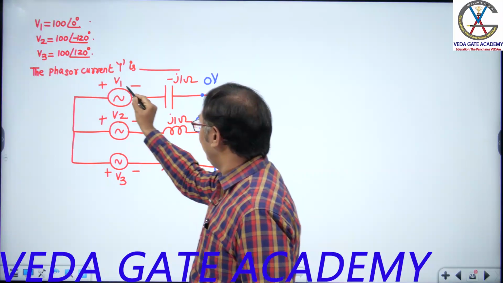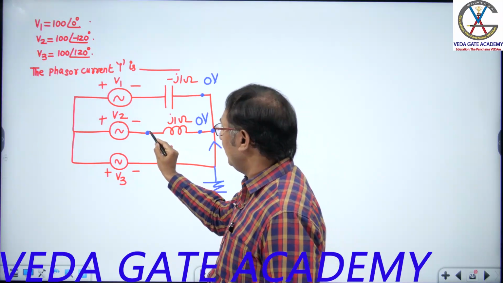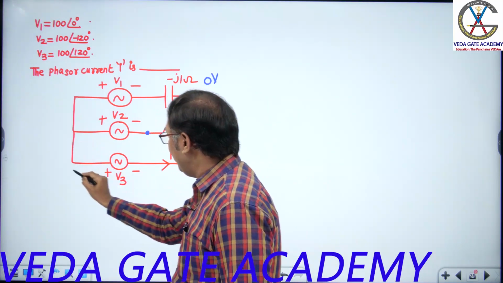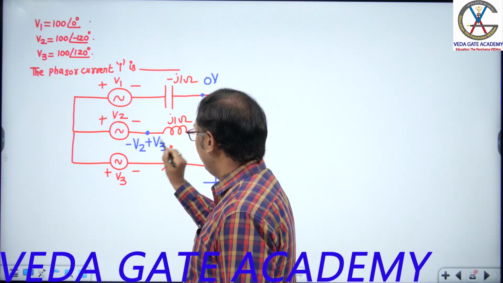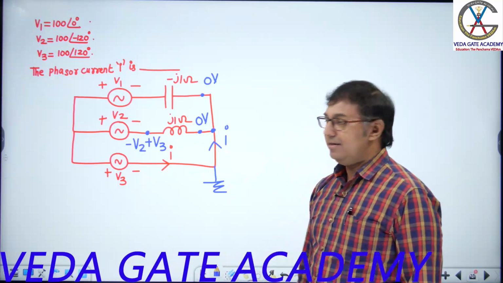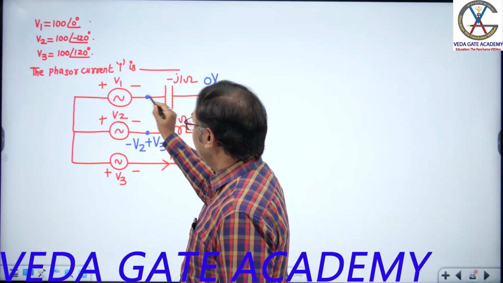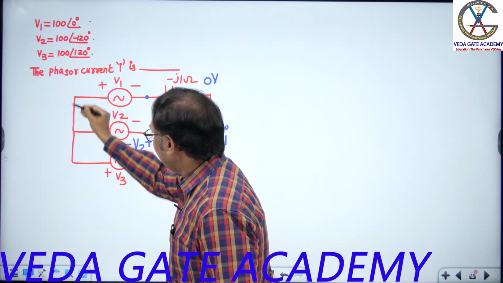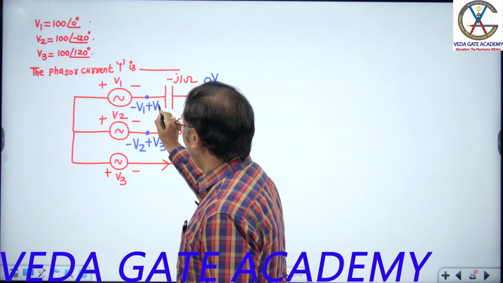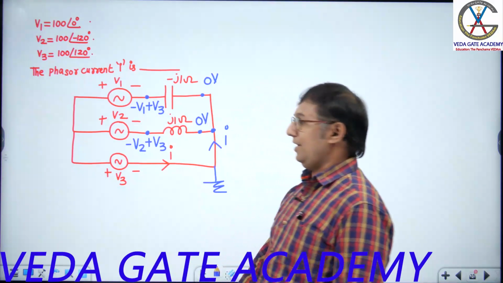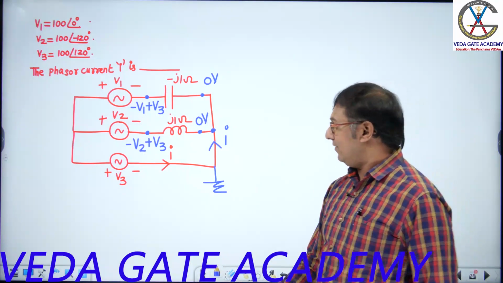What is this potential? Start here, go to ground. Minus V2 plus V1. Can you go to ground like this? No, not possible. You can go like this. Minus V2 plus V3. How much? Minus V2 plus V3. Next, what is this potential? Start here, go to ground. How much? Minus V1 plus V3.